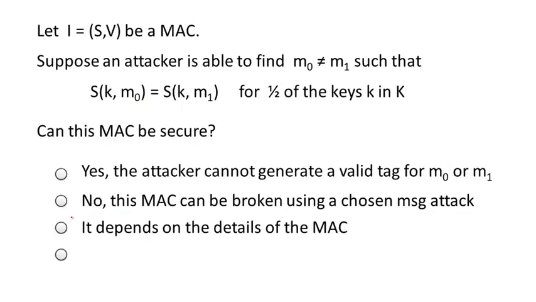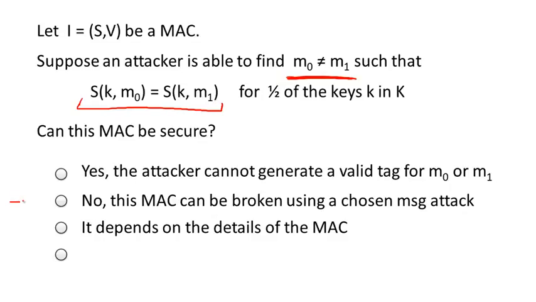So the first question is, suppose we have a MAC, and it so happens that the attacker can find two messages, M0 and M1, that happen to have the same tag for about half of the keys. In other words, if you choose a key at random, with probability 1/2 the tag on the message M0 will be the same as the tag on the message M1. And my question to you is, can this be a secure MAC? I want to emphasize the attacker doesn't know what the tag on M0 and M1 is. All he knows is that the two messages happen to have the same tag with probability 1/2.